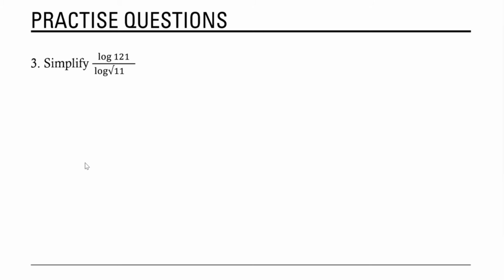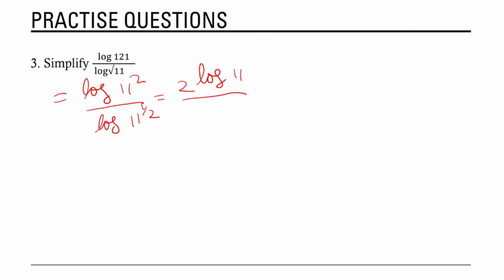The next question we have, simplify log 121 divided by log root 11. So this log 121, I am writing it as log of 11 square divided by log square root of 11, I am writing it as 11 raised to half. You know that log a raised to n is equal to n log a. So log 11 square is equal to 2 log 11 divided by log 11 raised to half is equal to half log 11.